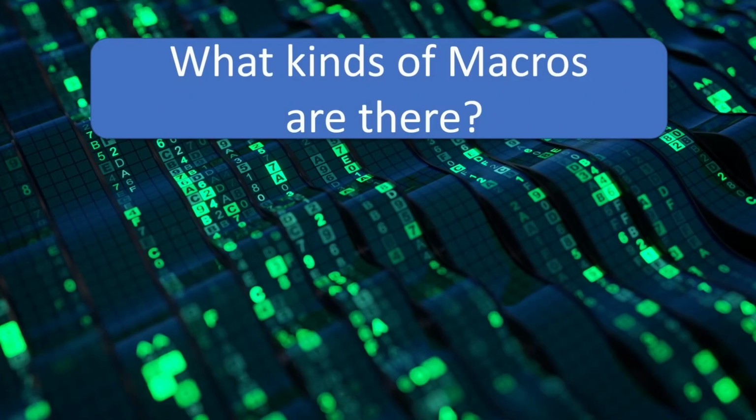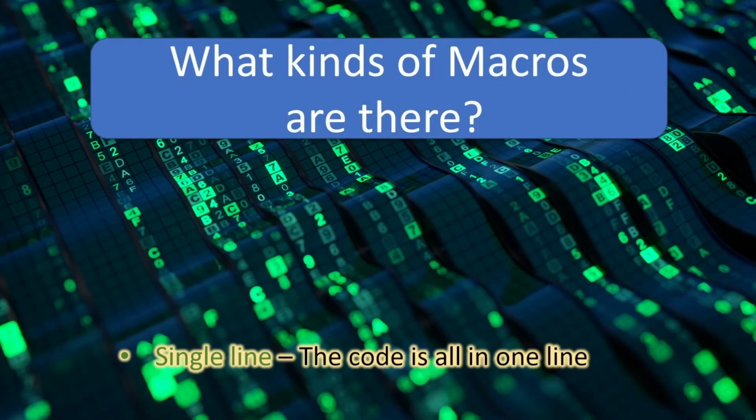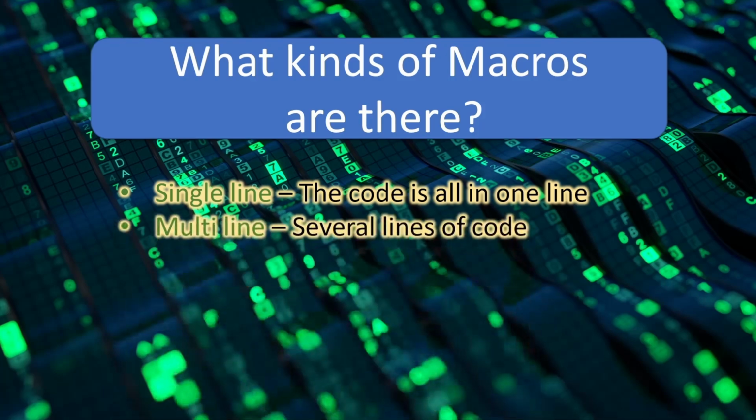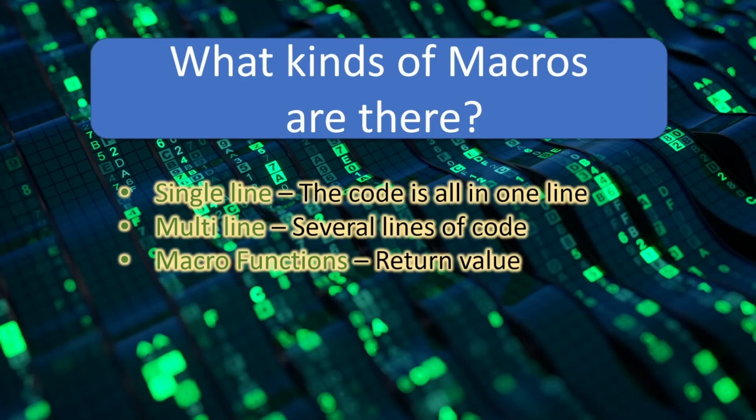So what kind of macros are there? We have single line, where your code is all in a line. Multi-line, where the macro contains several lines of code. Macro functions, where the macro returns a value.